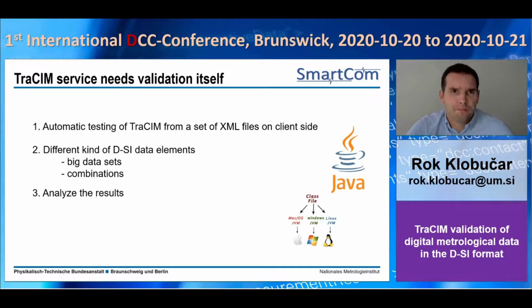How do we do that? This is automatic testing of TraCIM from a set of XML files on the client side. A lot of different kinds of DCC data and elements are combined to build big data sets, and combinations are sent to the TraCIM server. And of course, we should have the capability to analyze the output and input results. This program is built in Java because Java is platform independent.